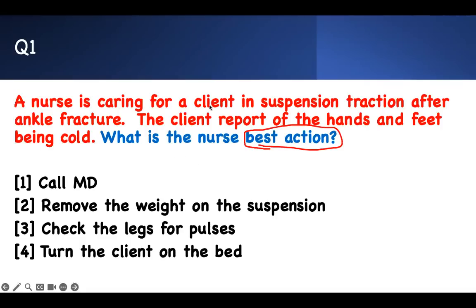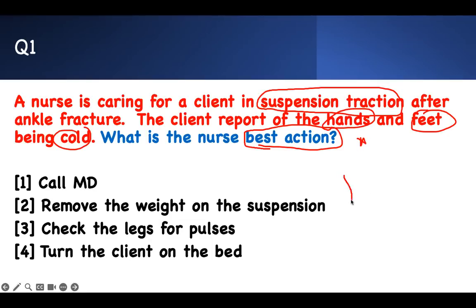Priority. A nurse is caring for a client in suspension traction. So he's on traction after ankle fracture. I'm underlining the buzzwords for you. The client reports what? The hands and the feet being cold. What is the next best action? This is a concept you have to know.